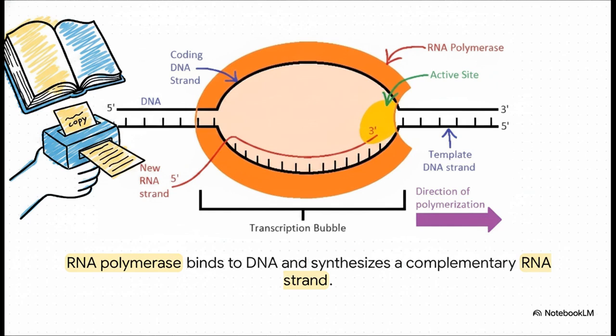Let's zoom in on that first step. It's called transcription. An enzyme called RNA polymerase zips along the DNA, finds the right gene, and makes a single-stranded RNA copy. It's basically like going to the library, finding a giant ancient book, and making a quick photocopy of just the one page you need.